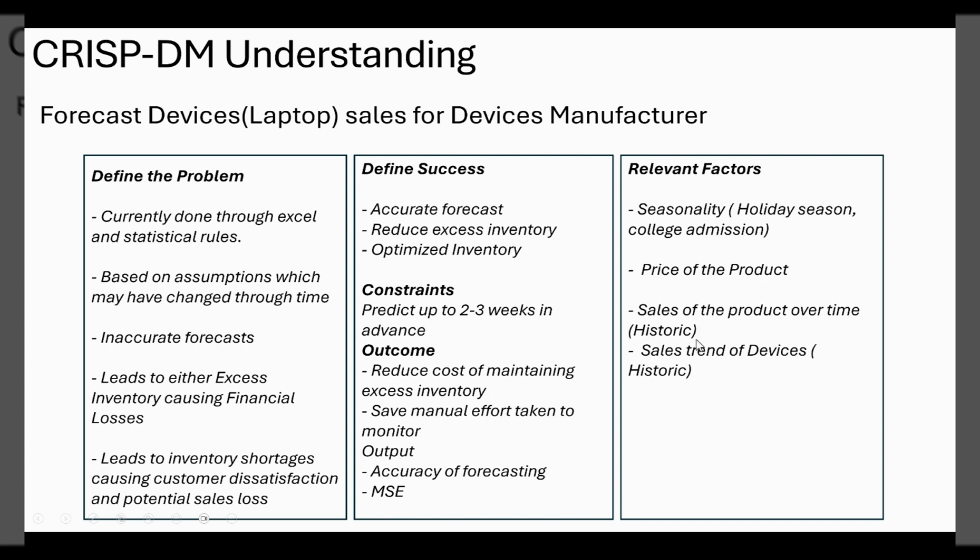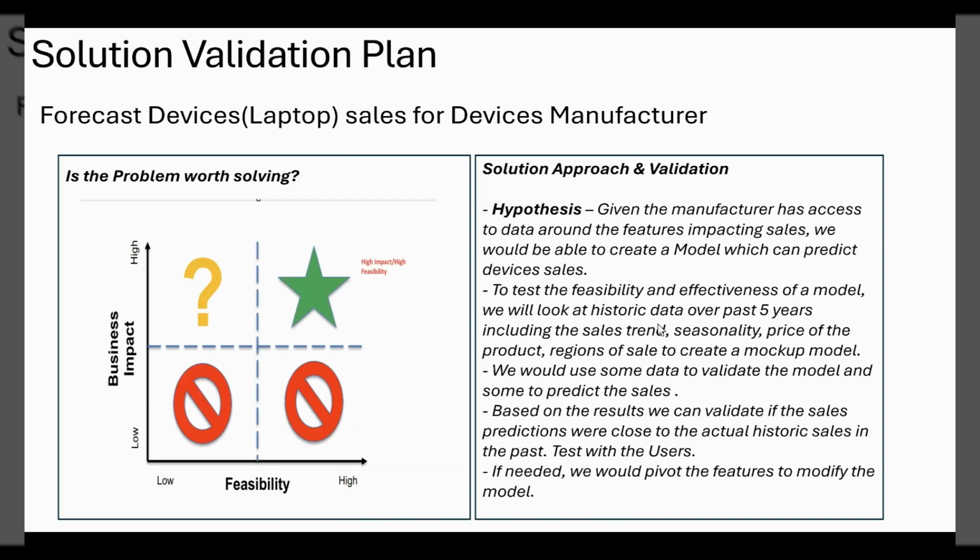We also need to evaluate the historic trend, how the sales trend of certain electronic items or devices or the laptop business is trending will also impact the laptop sales. The next step is to come up with the solution hypothesis and create a plan to validate that hypothesis.